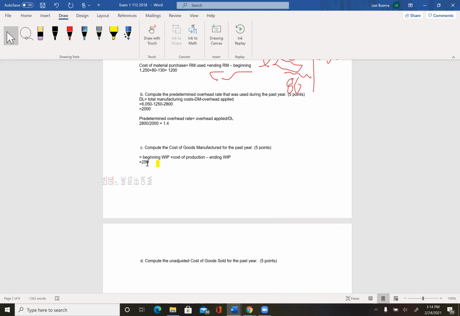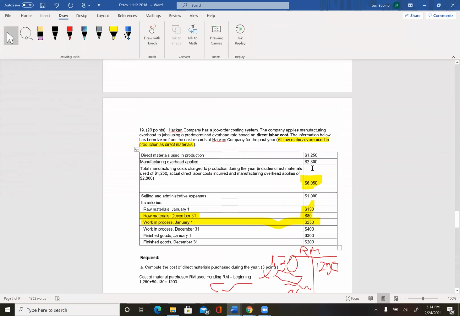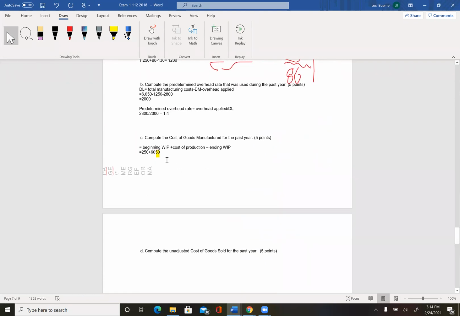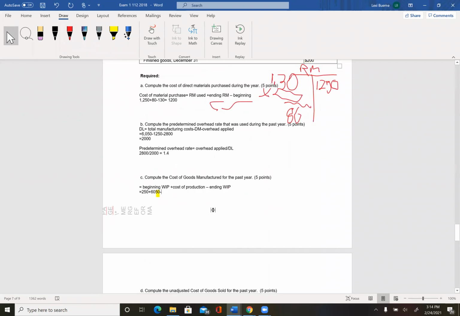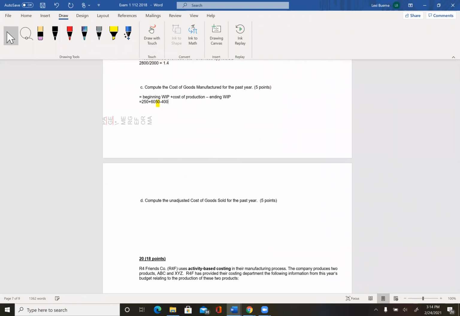And then you're going to add in the cost of production, which is going to be that 650 that we used earlier. That's going to be right here with the total manufacturing costs. And then you're going to subtract out the ending WIP, which is going to be right under that December 31st, which is 400. So that is going to give you 5,900.